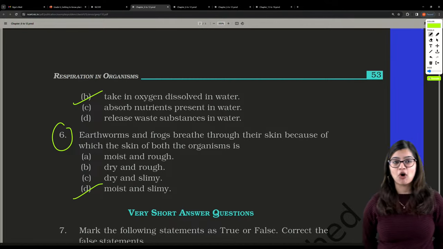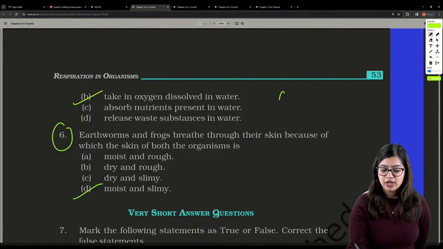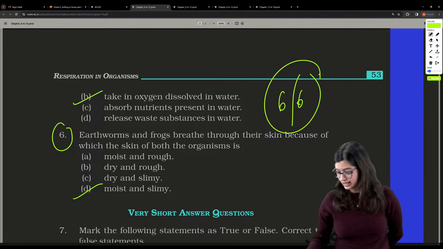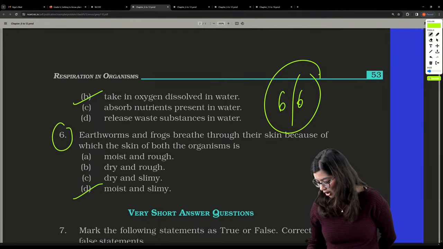Because their skin is moist and slimy. Very good. So with this, all of you, we are done with questions from respiration and organisms. I hope you are feeling a little more confident.